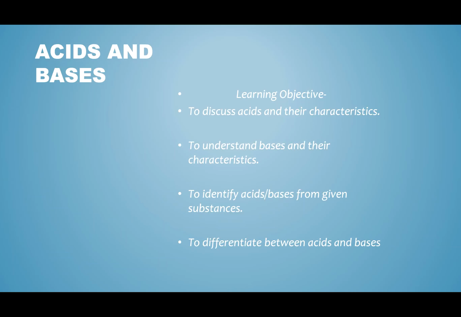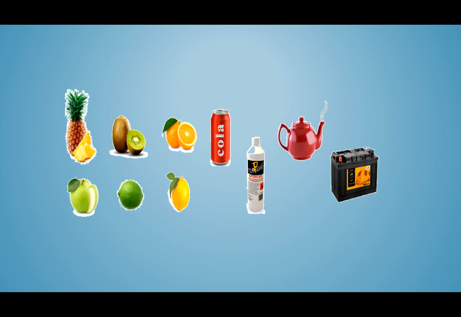So let's begin now. You can see these pictures here, which are fruits, soft drink, tea, the batteries, acid batteries. So what do they have in common? I would say their nature. They all are acidic in nature or they contain acid. But what does the acid mean? Where has the word acid come from?